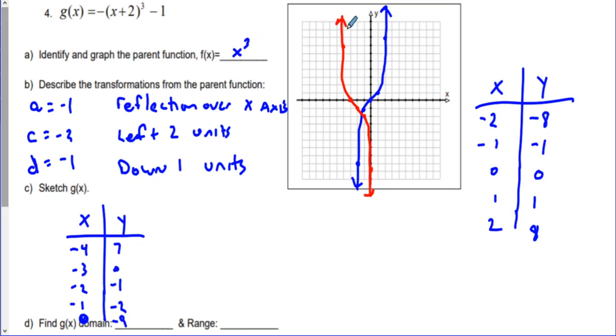If you notice, there was a reflection. Instead of the left side pointing down, now the left side's pointing up. And there was a shift to the left and a shift down. This point here is easy to track. You can see that it's now here. So it looks like it met all of our transformations.